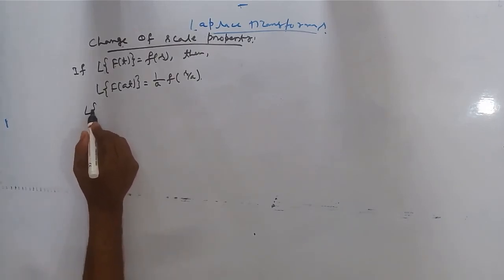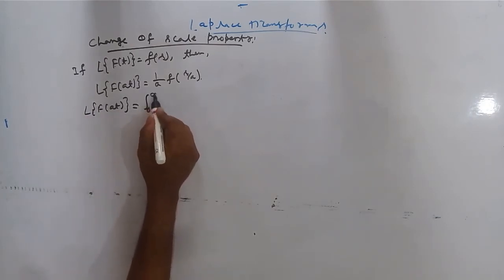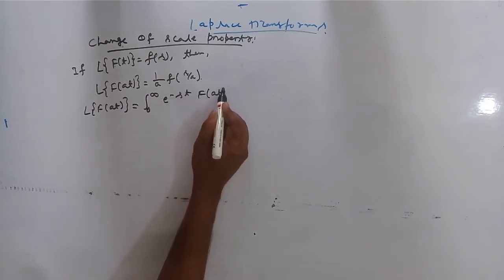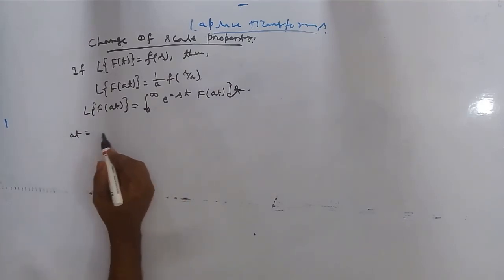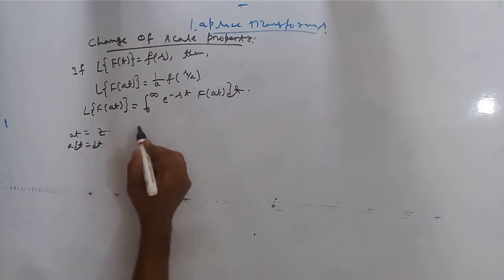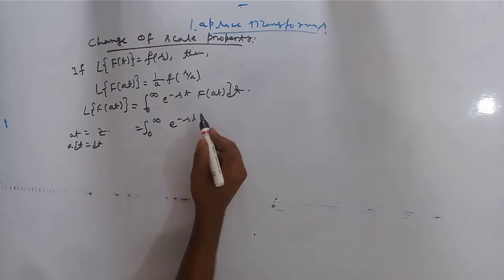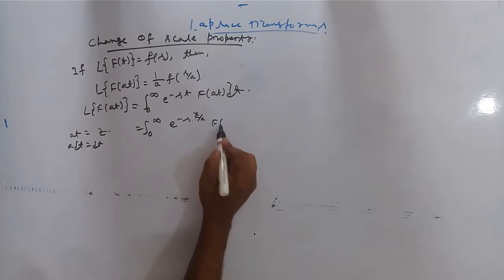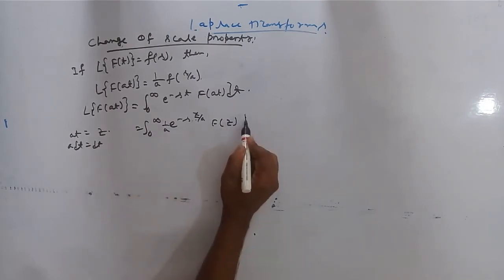The proof of this theorem is: L of f(at), by definition of Laplace transform, is the integration from 0 to infinity of e to the power minus st f(at) dt. Now we substitute at by z, then a dt equals dz. So t will be z by a, and dt is 1 by a dz.